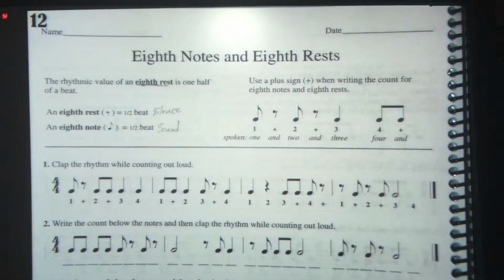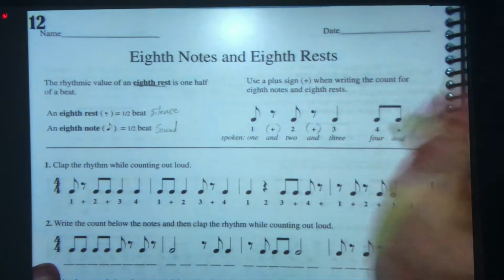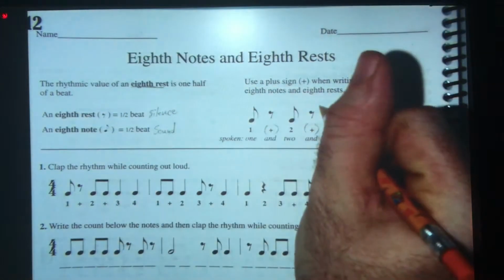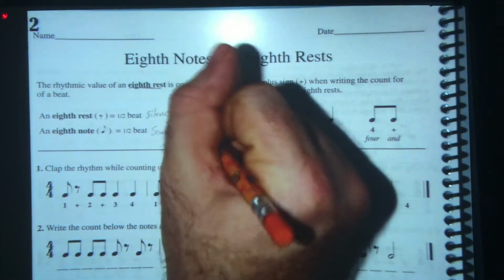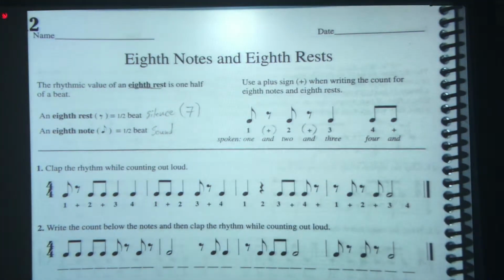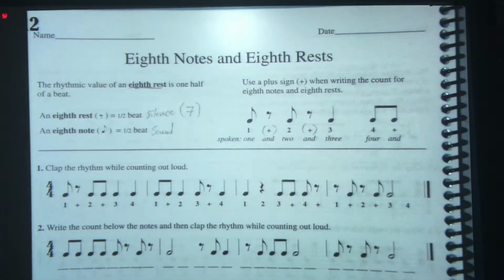So we want to have both options available to us. Use a plus sign when writing the count for eighth notes and eighth rests. Now I'm going to have you, as all rests are indicated, write this on any kind of rest that you might have. Now the eighth rest looked like the number 7. You don't have to put that little dash there, but when we draw them down below, you'll see how we do it.